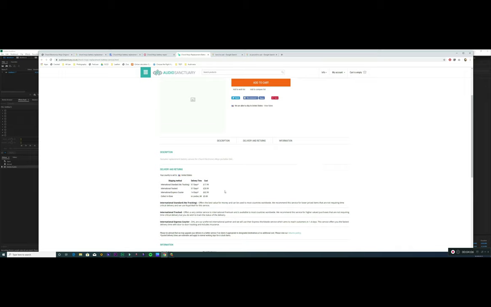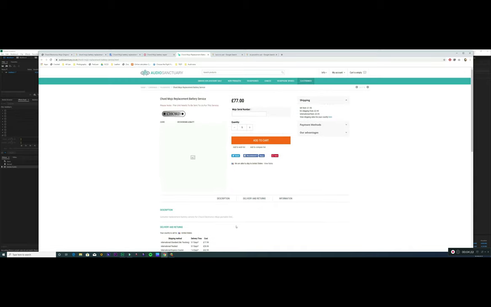If I put in my country, which is the United States, the shipping cost grows astronomically. For a 7-day turnaround for shipping alone, it's £18. For international express courier, which takes 1 to 4 days, it's £63. And what does that equate to once you factor in the actual cost for the battery plus the shipping?